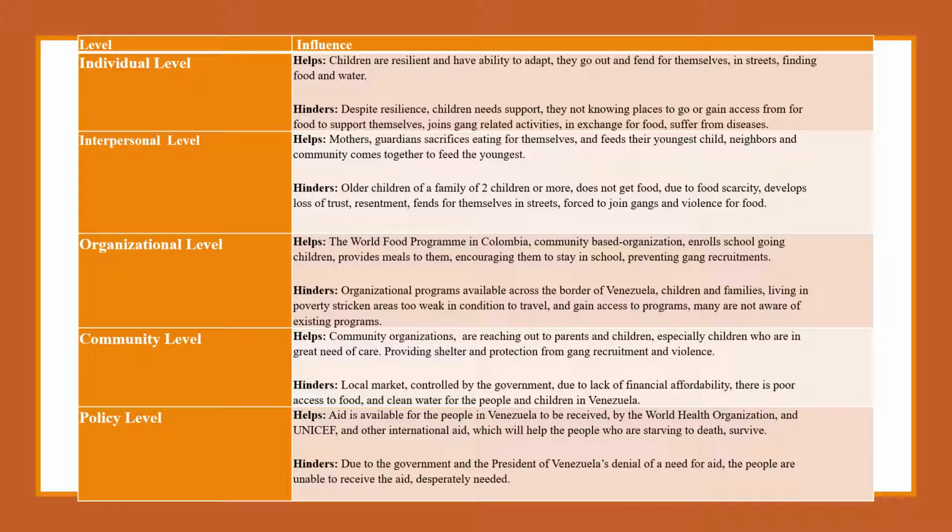In the local market, due to high-priced food, people are unable to gain access to food and clean water. Though at the policy level, aid is available to provide to the people, the government is still in denial that they need help.